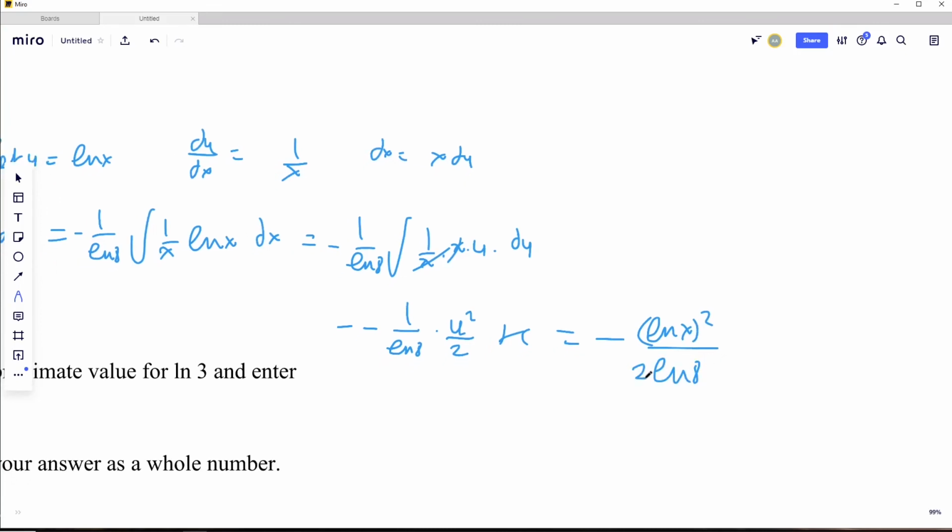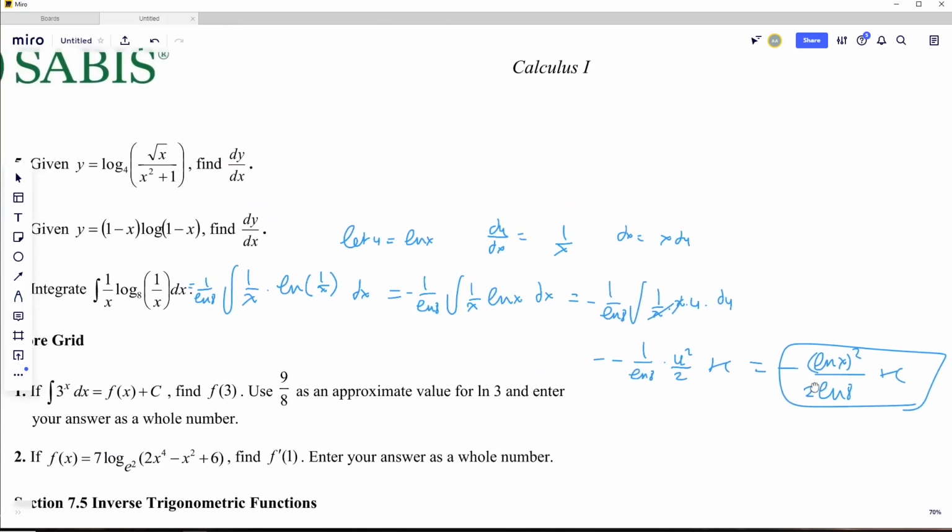So I'm really sorry if I wrote it in one of my questions, it's very hard to track down. If I wrote a notation where I had the square up, it must be inside the ln operator. So it's minus (ln x) squared over 2 ln 8, plus c. And this should be the answer.